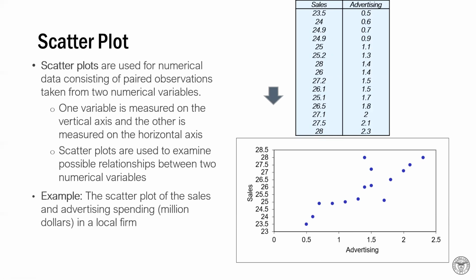Of course, you can also use sales as the horizontal axis, but it looks more meaningful for us to look at how advertising impacts sales. So it is a little bit more intuitive to use advertising as the horizontal axis, and the other one as the vertical axis. Okay, so for the given data, we know that the sales is $23.5 million when the advertising budget is $0.5 million, and so on.